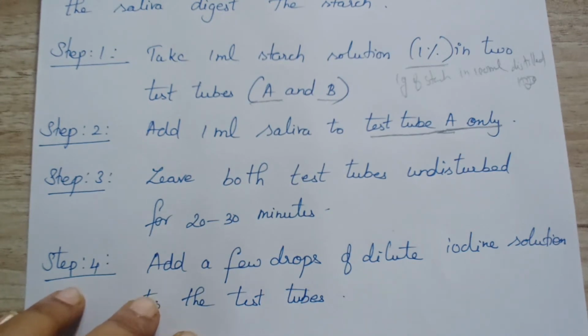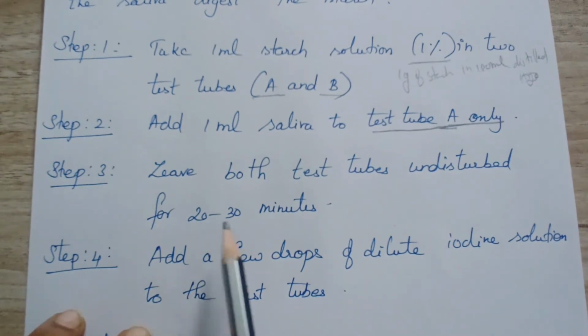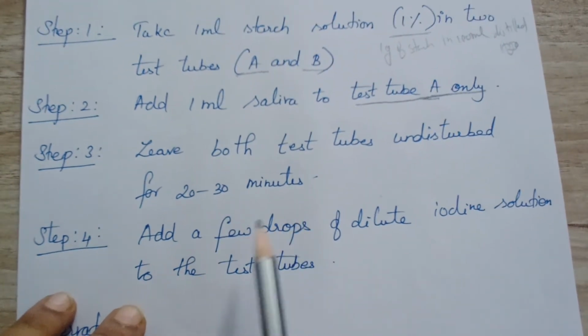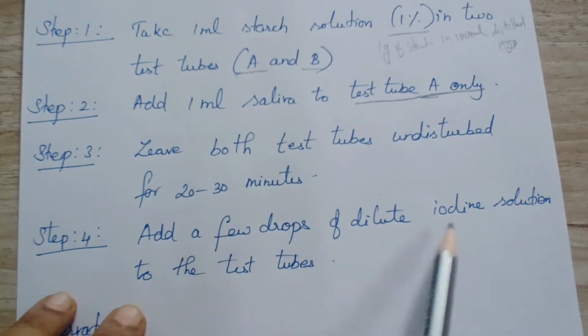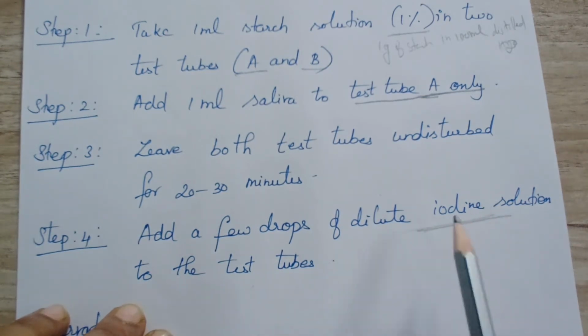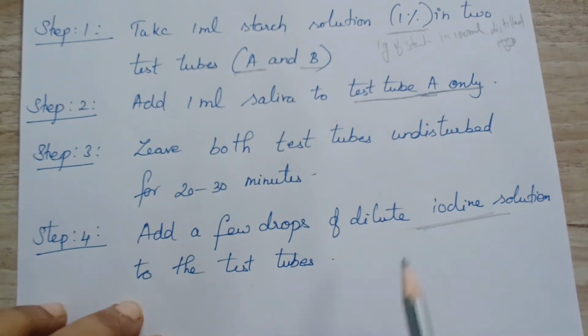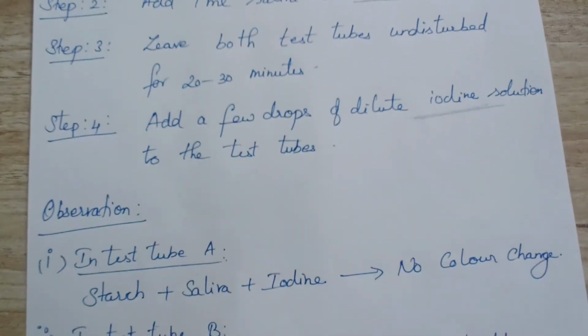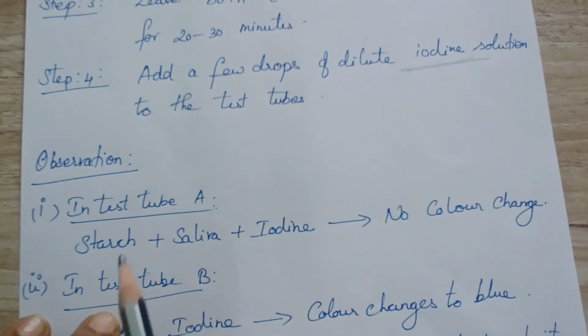Okay, so during this time the breakdown of starch will take place by the salivary amylase present in the saliva. Okay, after 20 or 30 minutes, add a few drops of dilute iodine solution to the test tubes. You know that iodine solution is used for testing the presence of starch, right. So what will you observe in that? If you add dilute iodine solution, what will you observe? In test tube A, what is present? Starch solution is there, your saliva is there, plus iodine we have put after 30 minutes, right.